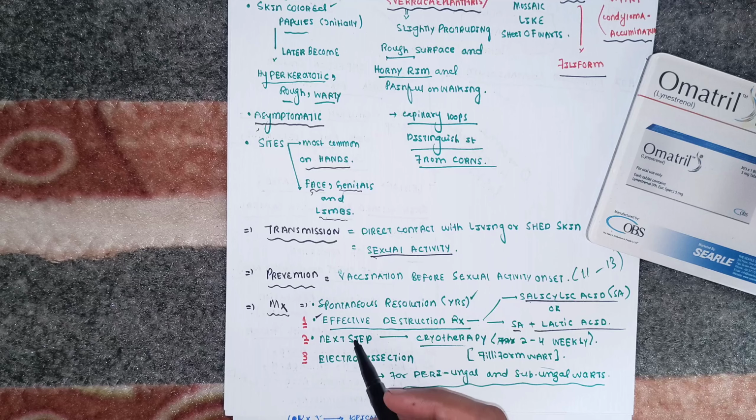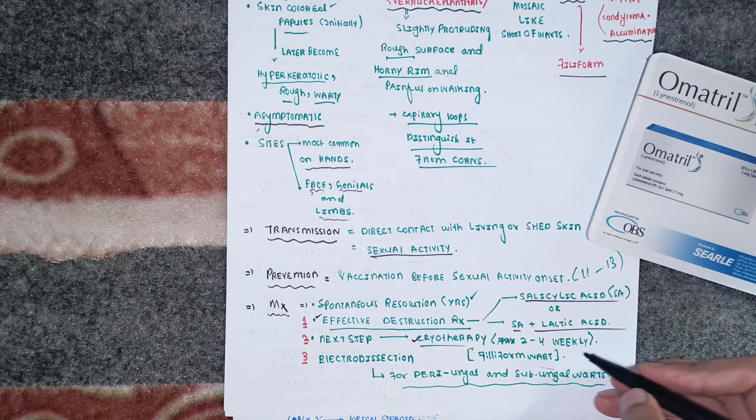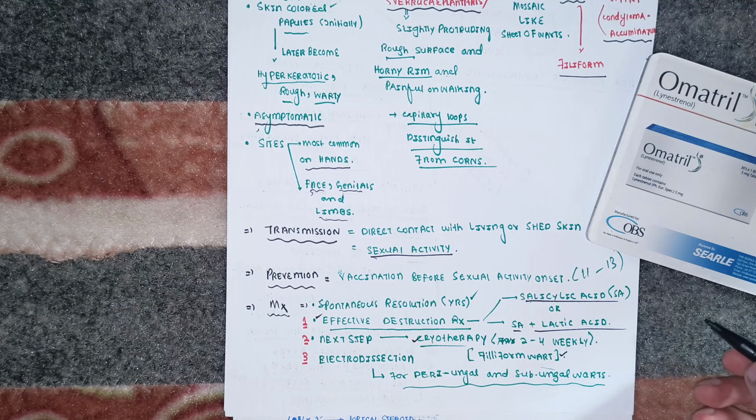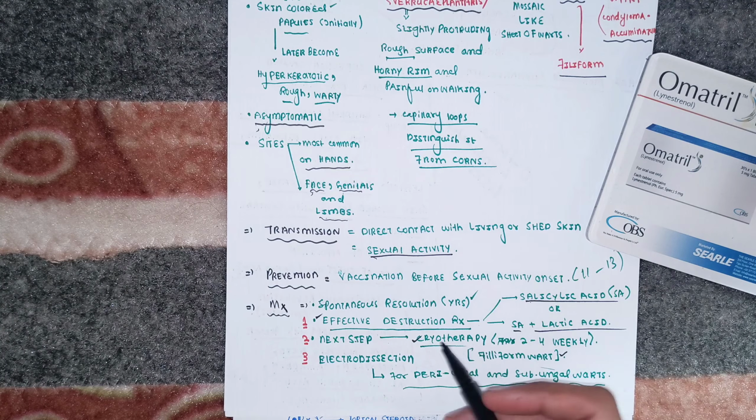Okay, and the next step is cryotherapy, 2 to 4 times in a week. It is a procedure especially applied in case of filiform warts, which are facial warts, which I showed you in the picture, which was on eyelashes. Okay, filiform warts के लिए specially cryotherapy procedure apply किया जाता है बेटा.